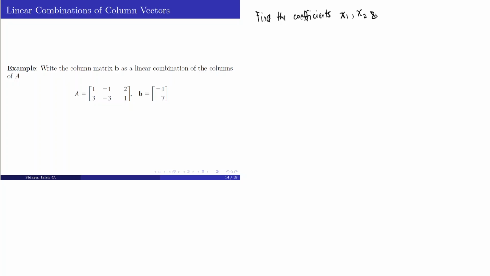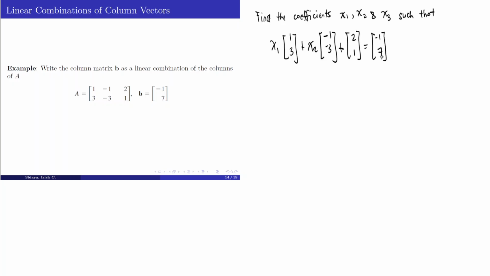we have x sub 1, sorry, 1, 3, then plus x sub 2, negative 1, negative 3, plus x sub 3, 2, 1, which is equal to negative 1, 7. So we express the column vector negative 1, 7 as a linear combination of the columns of A. Sorry, this should have x sub 3 here.